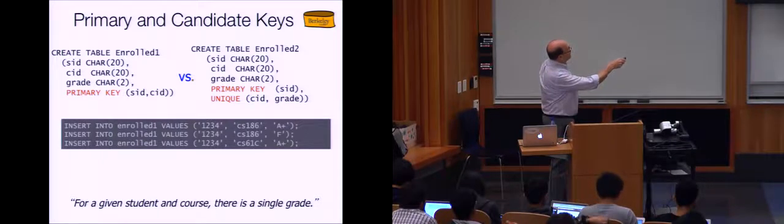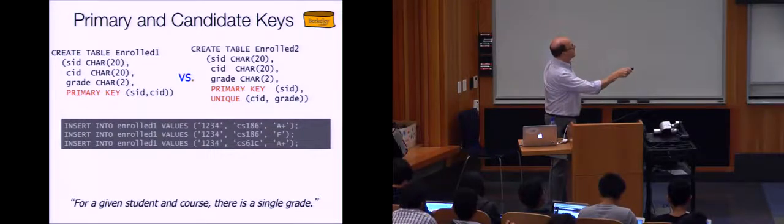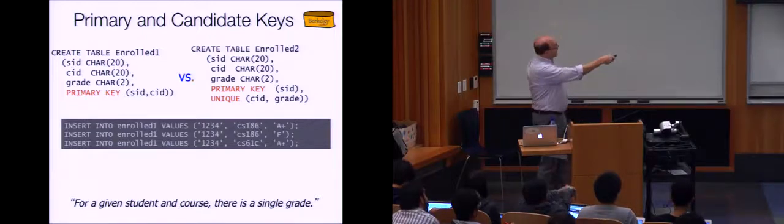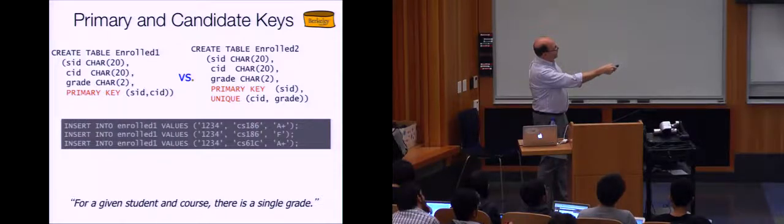Let's start with enrolled one. We're going to start inserting new records into enrolled one. This says student 1234 took this wonderful class CS 186, and hey, they got an A+. Great. That gets into the database. Now, insert into enrolled one: student 1234 took CS 186, and they got an F.